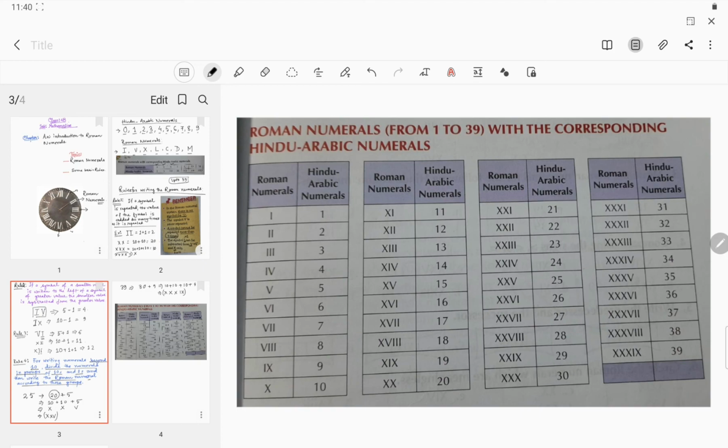Now, I am going to show you the Roman numbers up to 39. You have to remember these rules and these numbers, that is, numerals. Okay, so keep practicing. Please go through this video and try to learn, and I think it will be helpful to understand. Okay, so thank you. On the next day, we will discuss the exercise of this whole chapter. Okay, thank you.